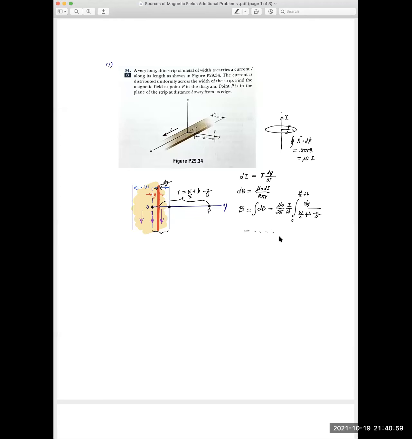You can finish this calculation yourself, and you can check for the special case when W approaches 0. Then this strip of current becomes a thin, long wire, and that reduces the result to mu naught I over 2 pi b. That's the way it should be. You can check that for yourself. So please finish the integration and check that special case.